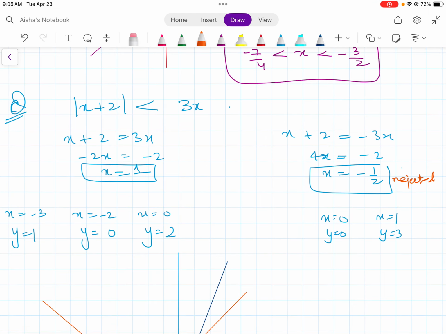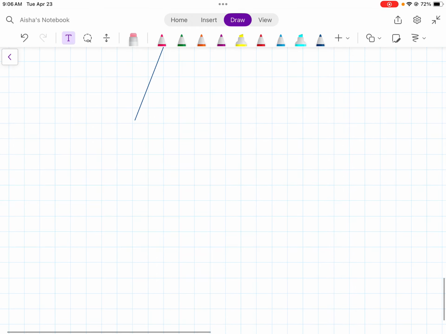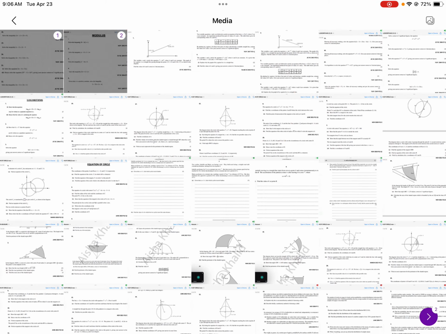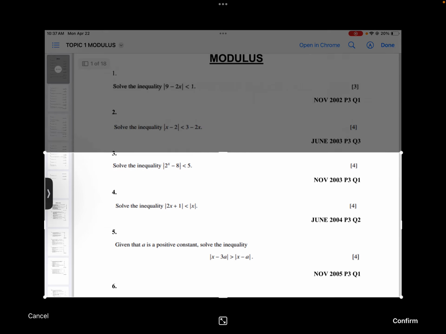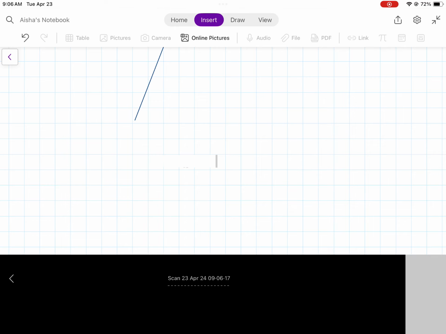Now they're saying the modulus graph should be below the line graph. Where is it below the line graph? Modulus should be below the line graph. It occurs after 1. So you have to be careful with the cases because sketching will help you to exactly locate the right answers. Let's pick up a few past paper questions. I will discuss 3 and 5 because the rest of the cases I've already discussed with you.